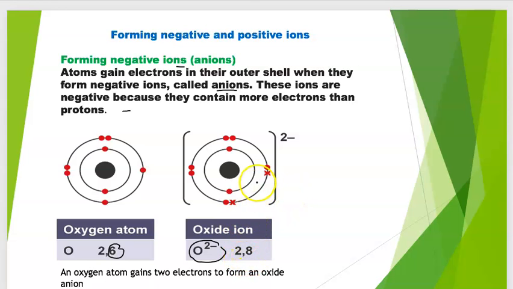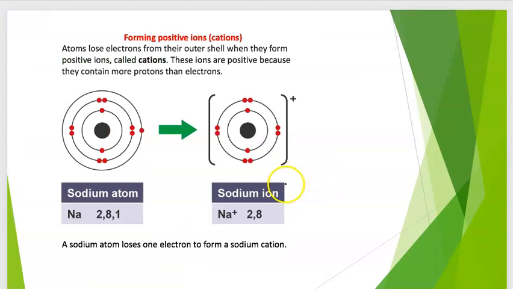So here we have the extra electrons that oxygen receives in order to become -2. So atoms become negative ions by accepting electrons. If they transfer or donate electrons, they become positive ions. Let's look at how they become positive ions.